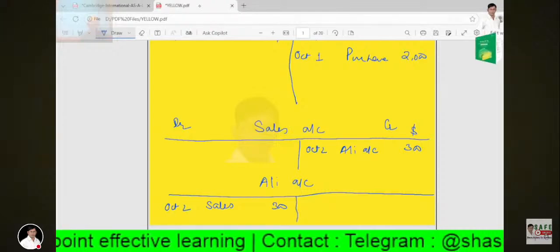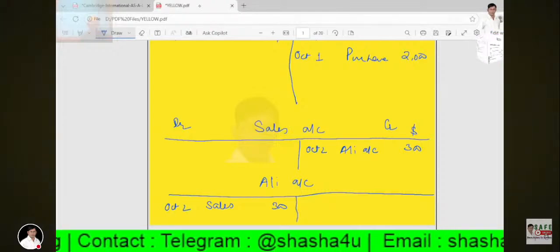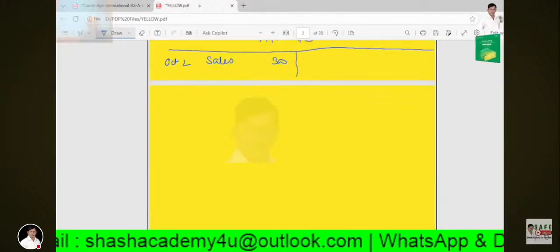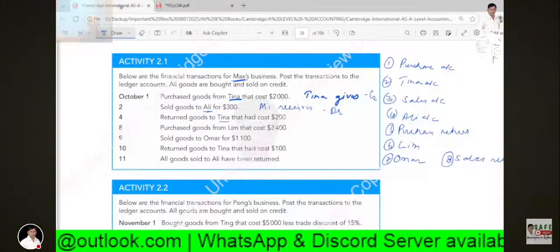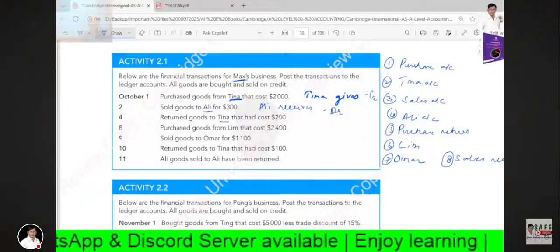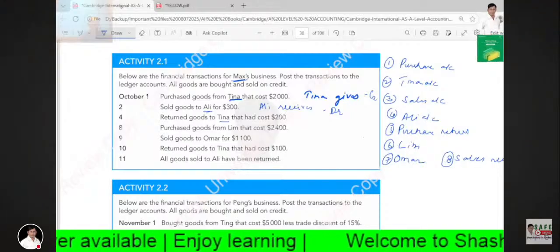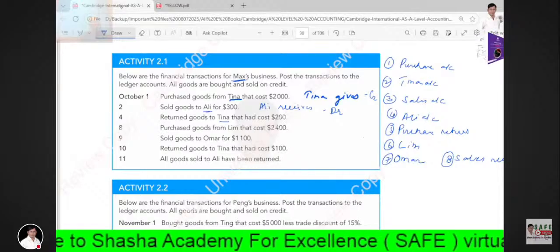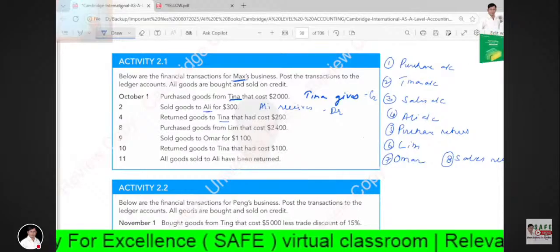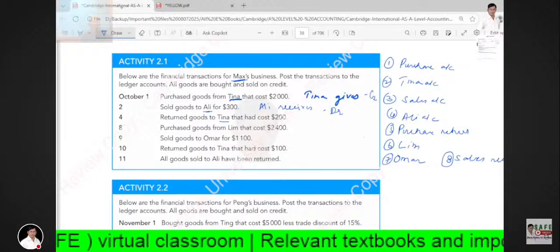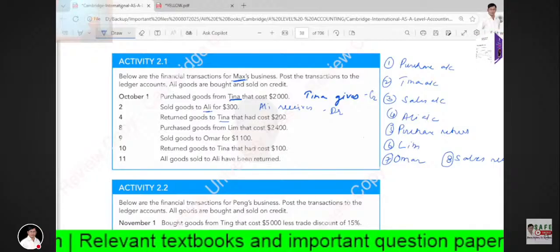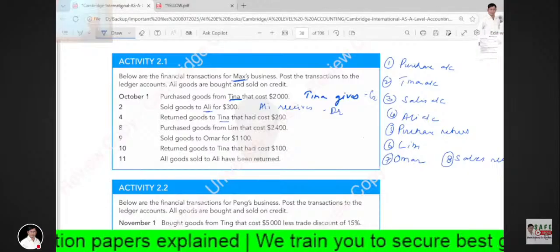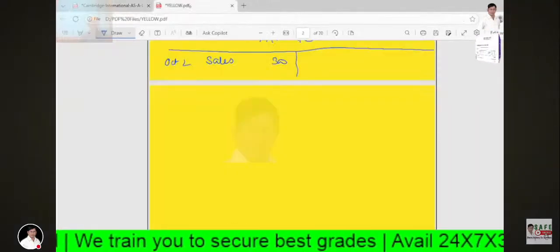So sales account is done, Ali's account is done. Now come to the next one. What is the next entry? Return goods to Tina that had cost 200. So now we have returned goods to Tina. What is happening to Tina? Tina is receiving. Here Tina receives, so Tina account will be debited.